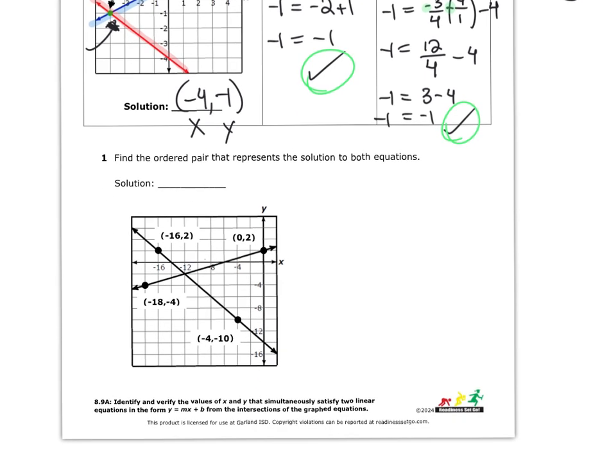This one says, find the ordered pair that represents the solution to both equations. So this time we have to look at the graph and figure out what the solution is. I found it. Have you? It's right here. It's the point where the two lines intersect. That's all we have to do. All of these values over here, they're just extra. We don't need them. I could actually get rid of these values if I needed to. I don't have to write these down at all.